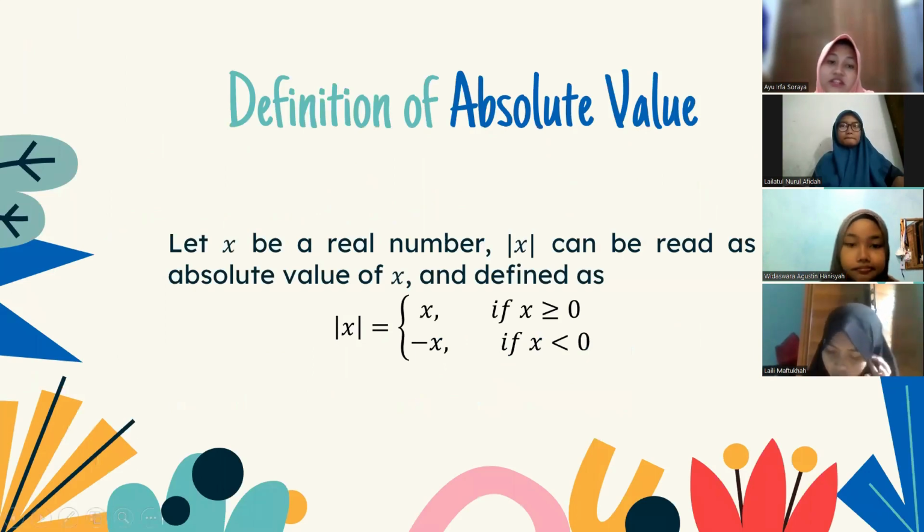The next is the definition of the absolute value. Let x be a real number. The absolute value of x is defined as: the absolute value of x equals x if x is greater than or equal to 0, and negative x if x is less than 0.